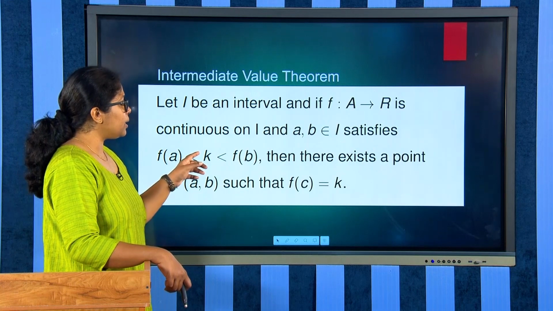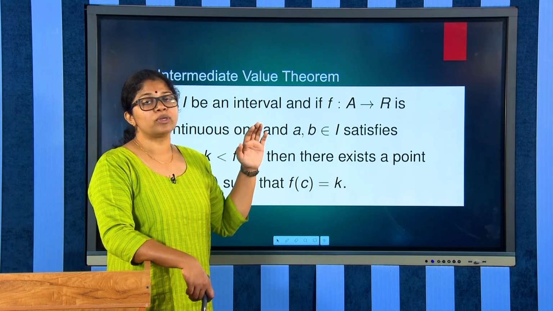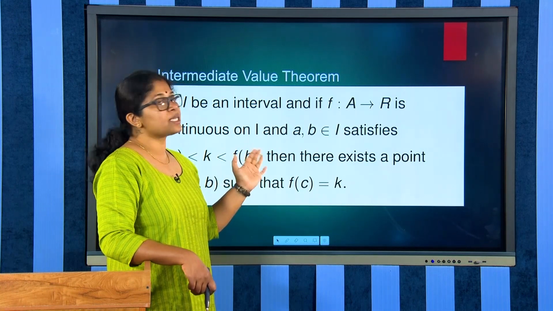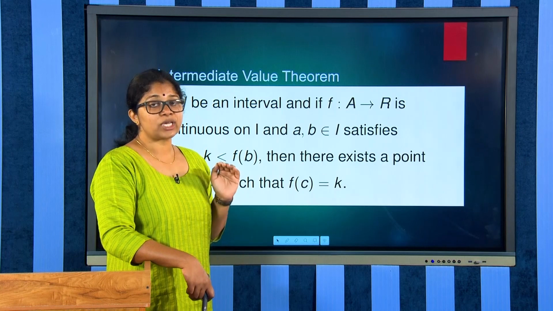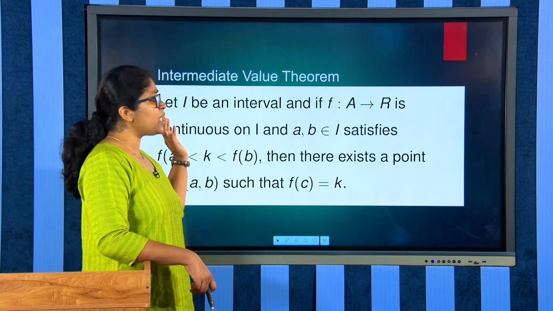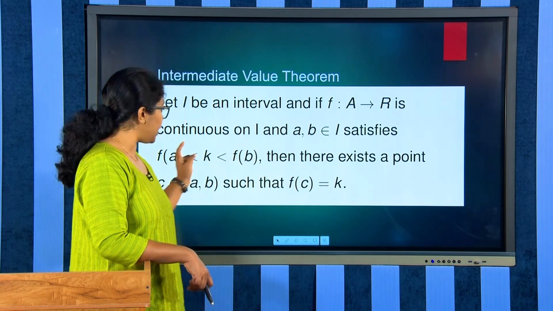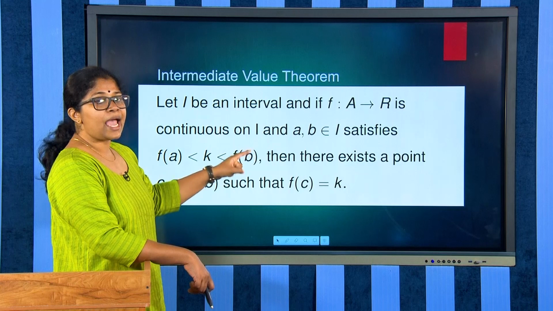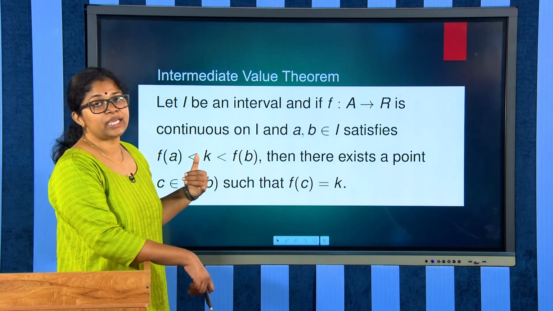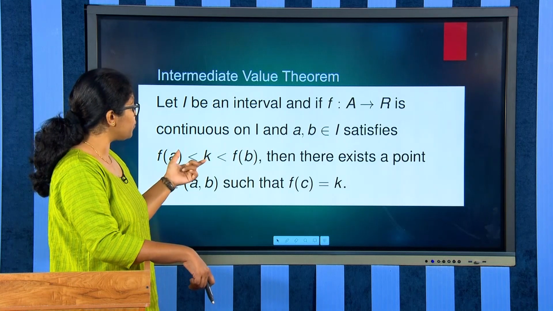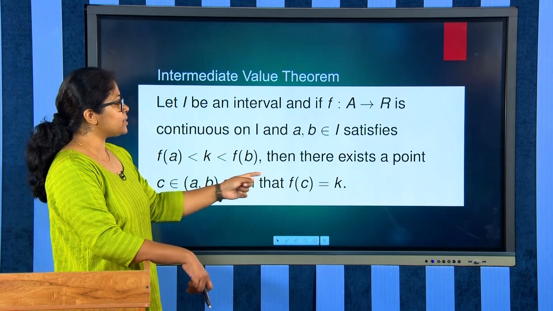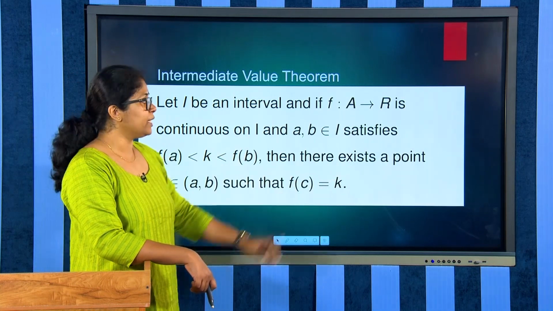Location of roots theorem was about the position of the root. Here the intermediate value theorem is a generalization of that, which says that if the function f is continuous, then it will sweep every value between f of a and f of b, and every value between f of a and f of b definitely has a pre-image. So for any value k between f of a and f of b, there exists a point c such that f of c is equal to k.